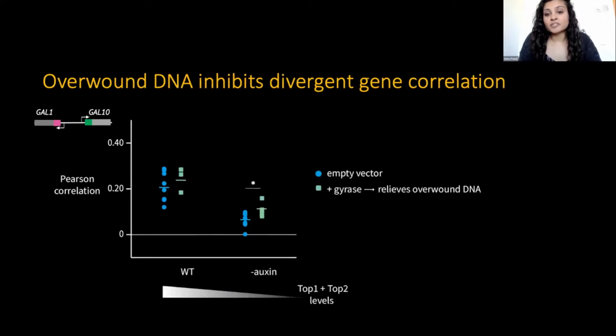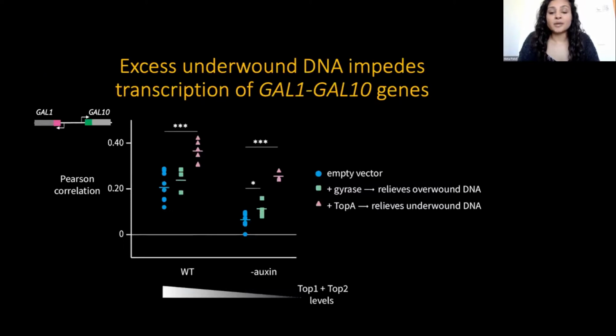So when we overexpress gyrase, which selectively relieves overwound DNA, we see a modest increase in the correlation of the divergent genes. But when we overexpress TopA, which selectively relieves underwound DNA, we see a significant increase in the correlation of these two genes. And this indicates that the transcription of GAL1 and GAL10 is predominantly inhibited more by underwound DNA rather than overwound DNA.